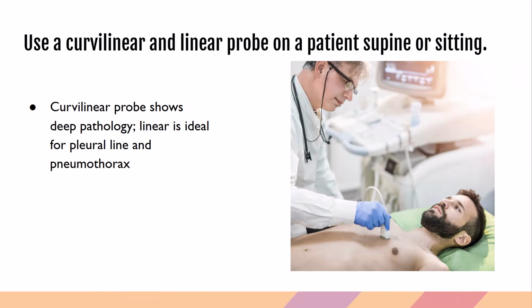So as far as the protocol goes, make sure that you use a curvilinear and a linear probe on the patient, and you're going to have them either supine or sitting. The curvilinear probe really is going to show that deeper pathology, where the linear is going to be a little bit more ideal for superficial structures and identifying the pleural line, especially in pneumothorax.